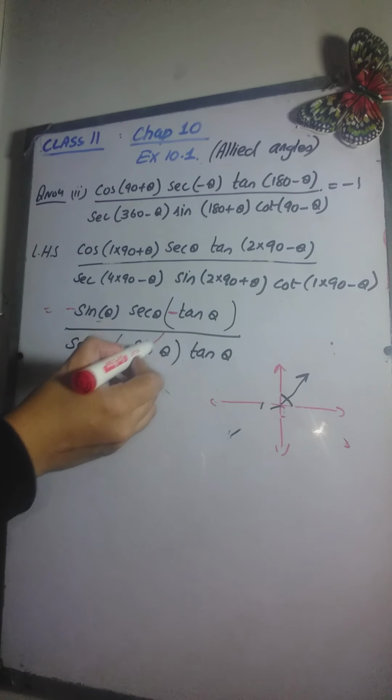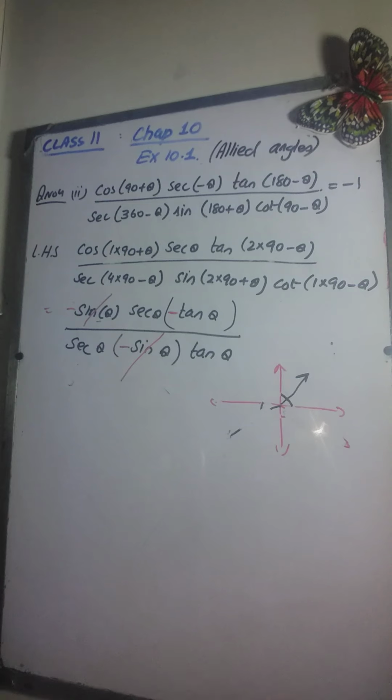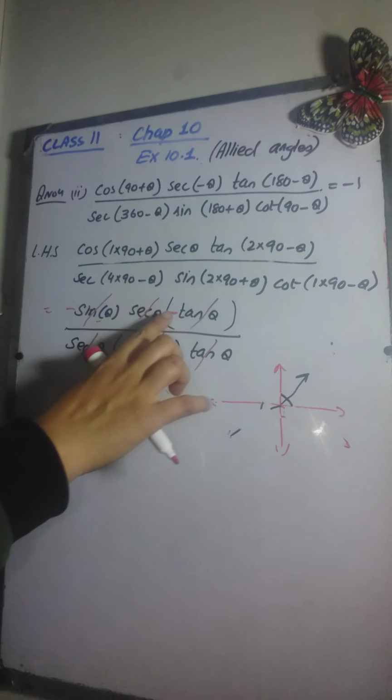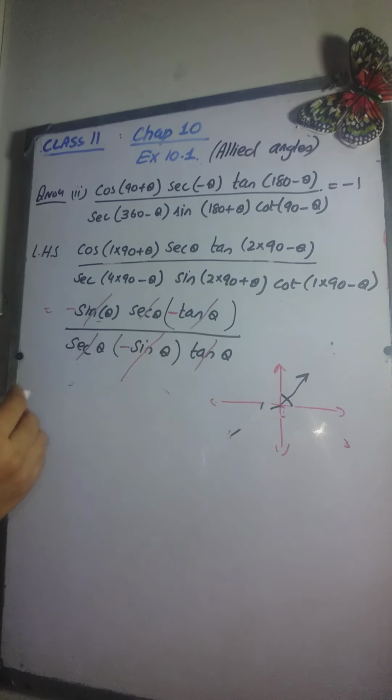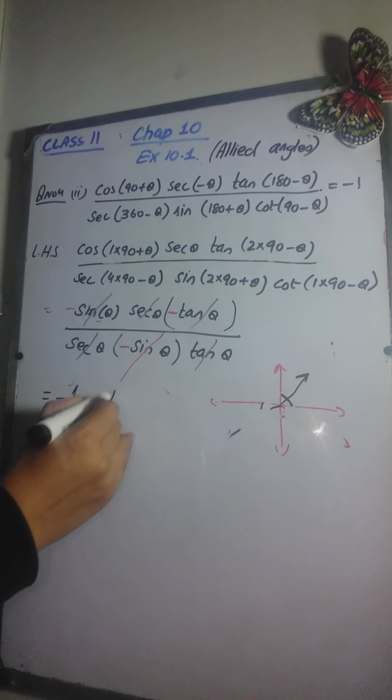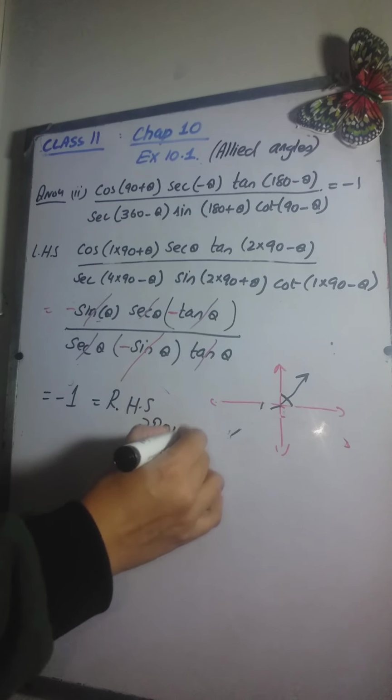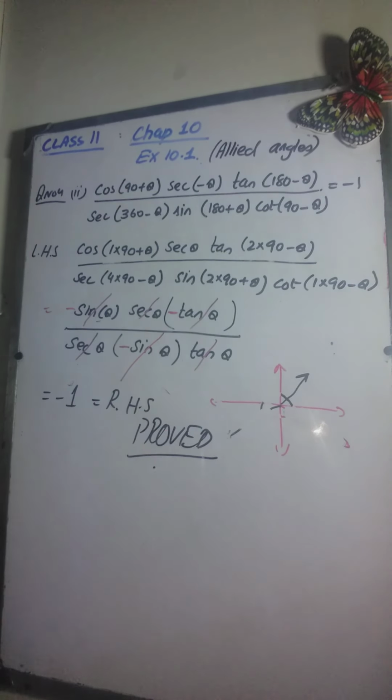Okay, we are going to cancel out negative sine theta with this one. Secant theta can be cancelled out with this one, and tan theta can be cancelled out with tan theta. The only thing remaining is a negative sign. So the answer is going to be negative 1, which is equal to the right hand side, and this proves the expression. Okay, so this is how you use the concept of allied angles to reduce or to simplify the expressions.